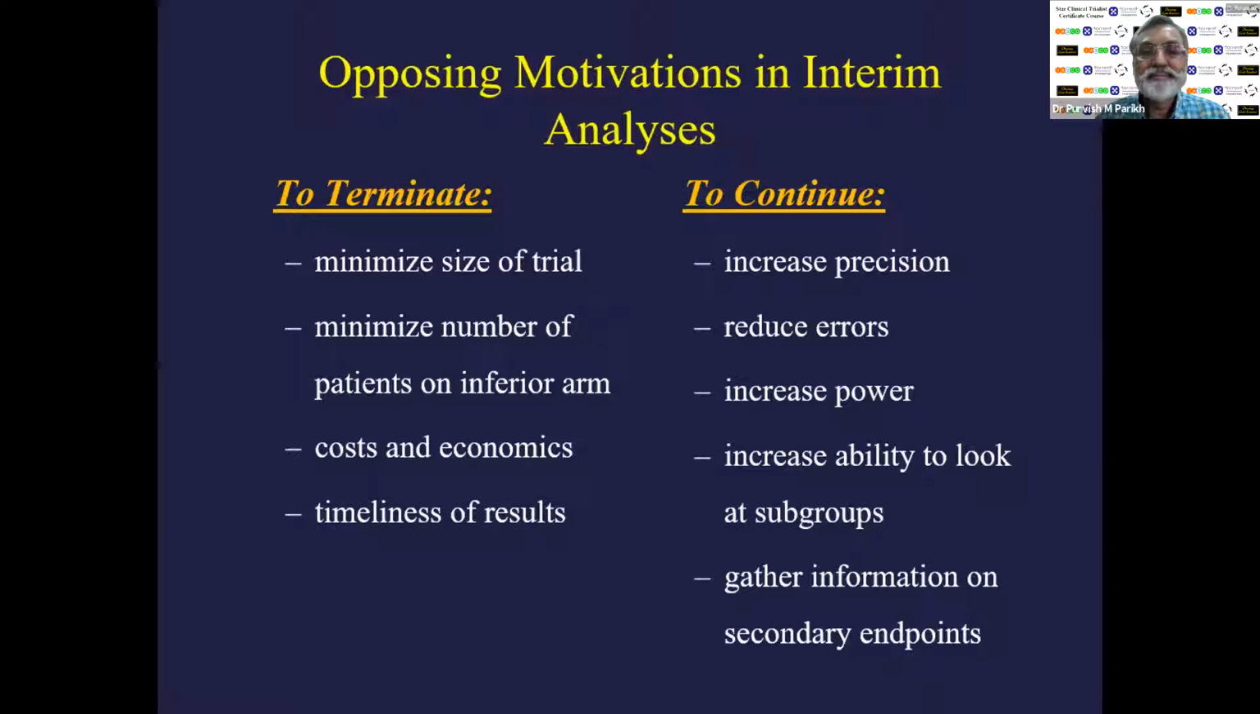But on the other hand, continuation of the trial is also attractive because with increased sample size to the predefined value, there is increased precision, reduction in errors, increased power. Very importantly, the increased ability to look at subgroups, which opportunity may not arise again, and also gather information on important secondary endpoints, which may be inadequately done if the final sample size is not accrued.